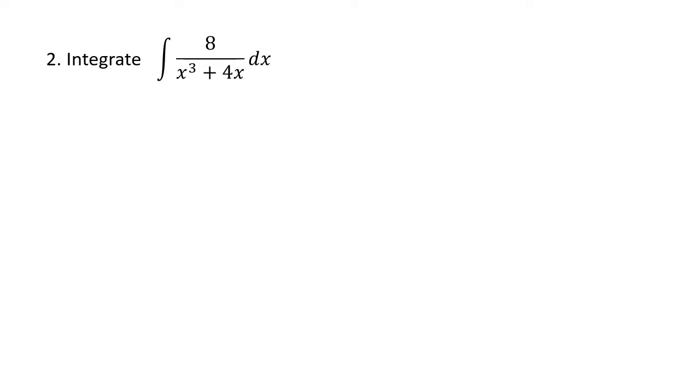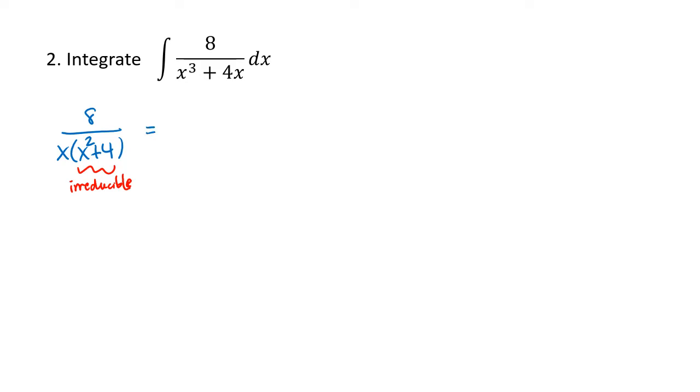All right, next one. So here we don't have a repeated linear factor, but what we do have is an irreducible quadratic factor. So if we factor the bottom of that fraction, we can factor out an x, but then we get x squared plus 4, and x squared plus 4 here is what we call irreducible. It cannot be factored without bringing in imaginary numbers, and we don't do that in this class.